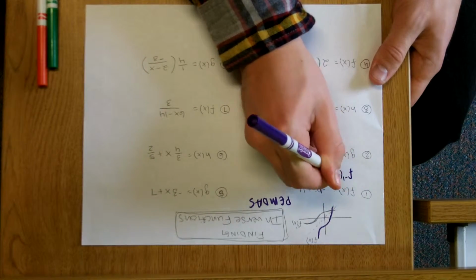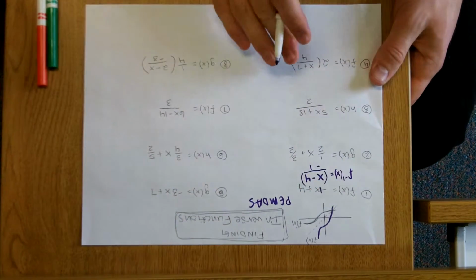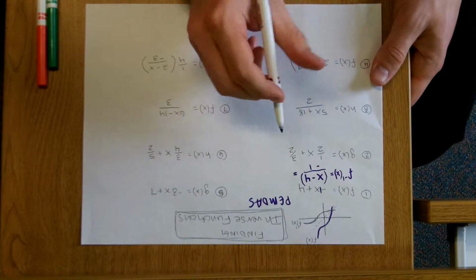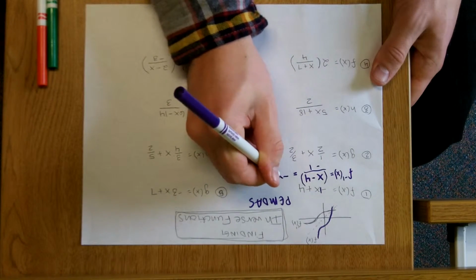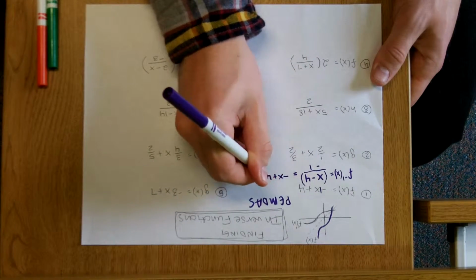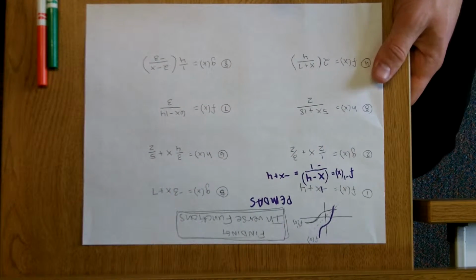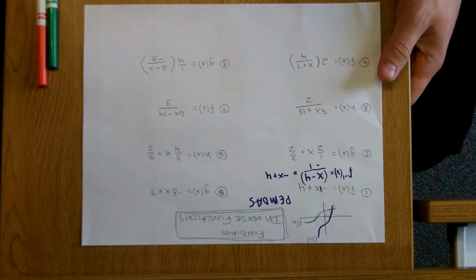So f inverse of x equals this thing. And if we simplify that down, if we divide everything by a negative, it just changes the signs. So we have negative x plus 4. Notice that's the same function we started with. So how can that be?